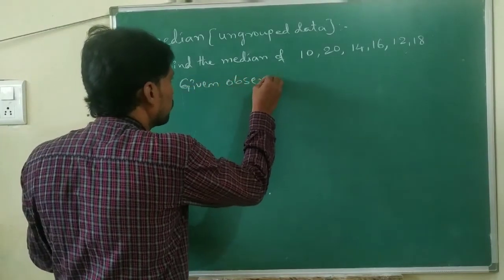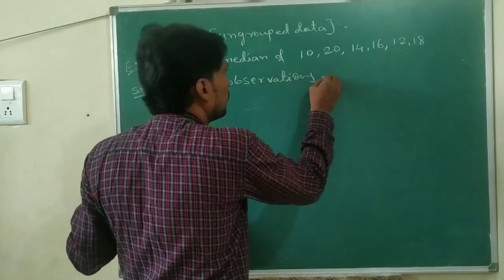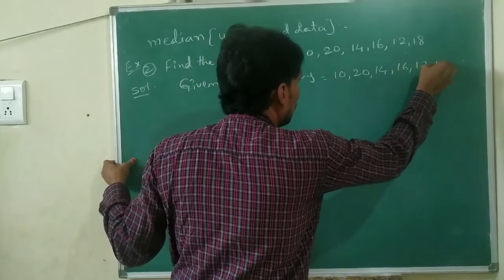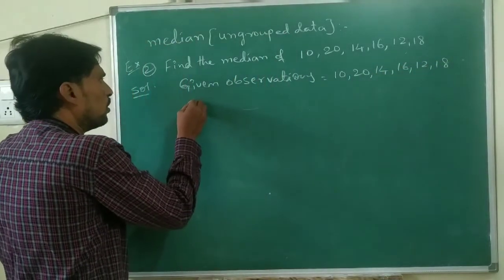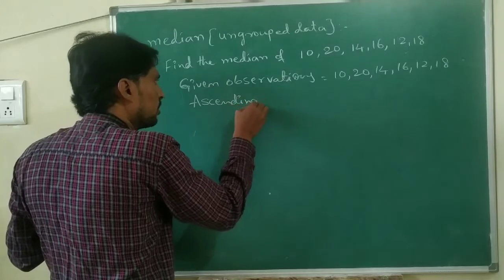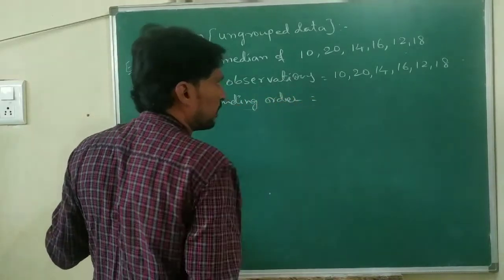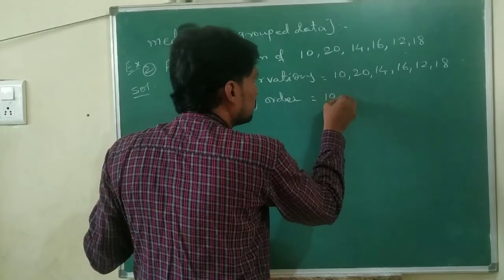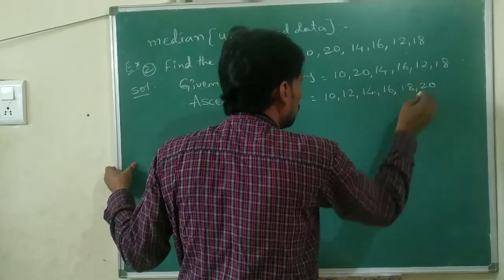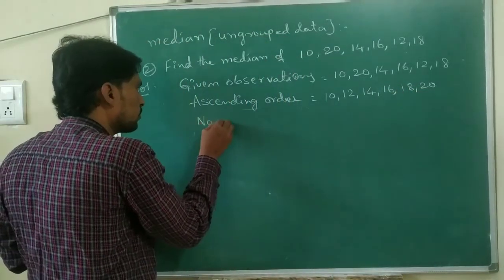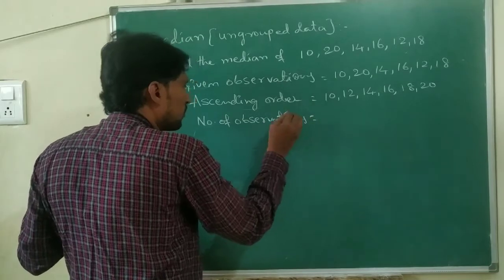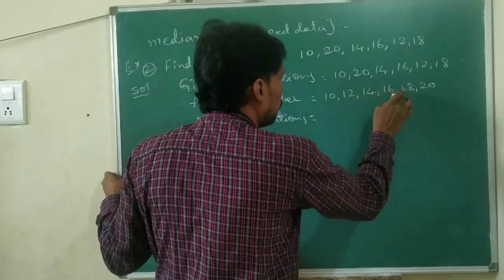Now one more example: find the median of 10, 20, 14, 16, 12, 18. Given observations equal 10, 20, 14, 16, 12, 18. Now you can arrange in ascending or descending order. I am arranging in ascending order, small to big: 10, 12, 14, 16, 18, 20. Now you can find the number of observations: 1, 2, 3, 4, 5, 6.